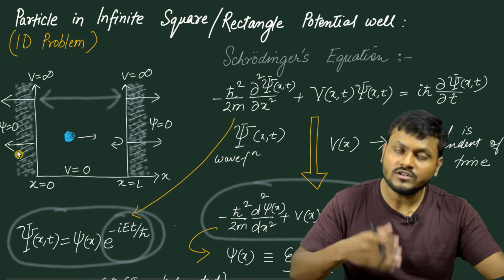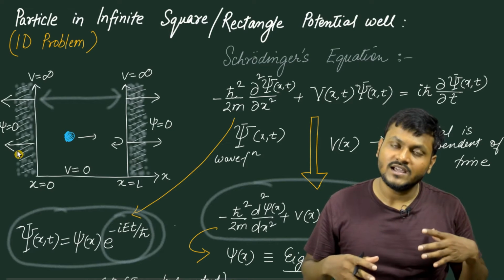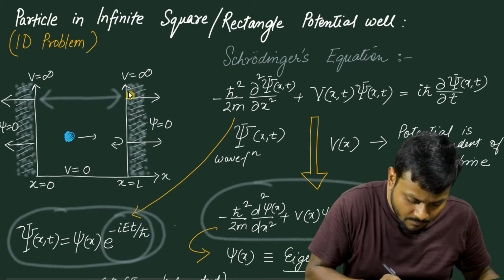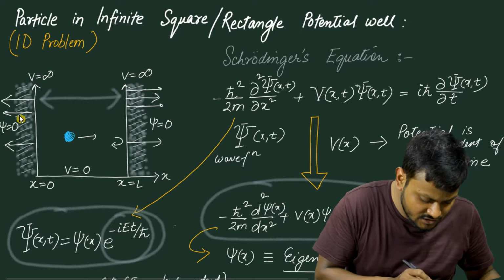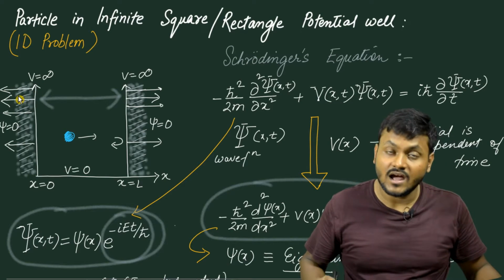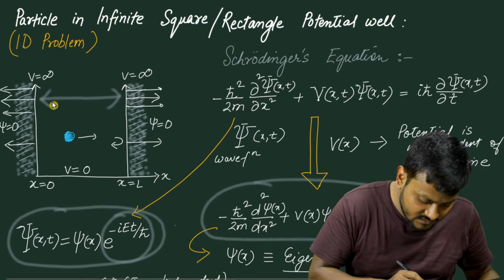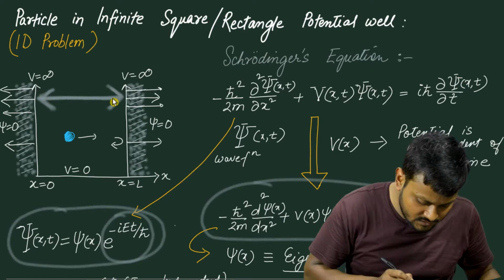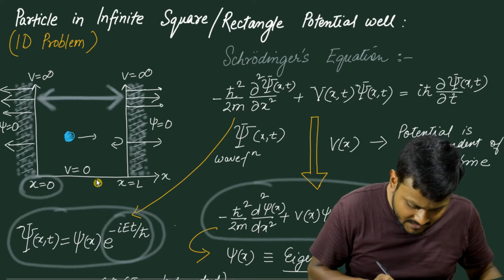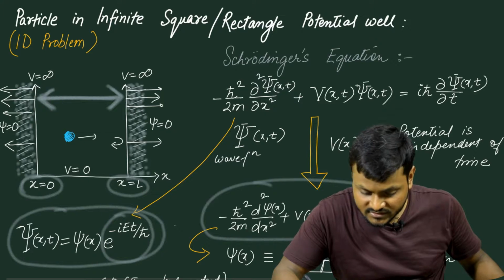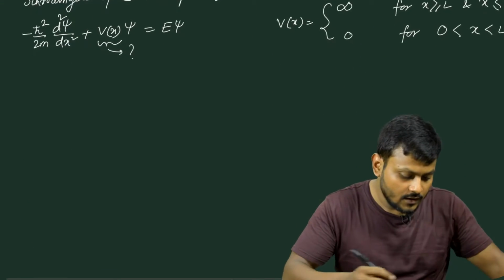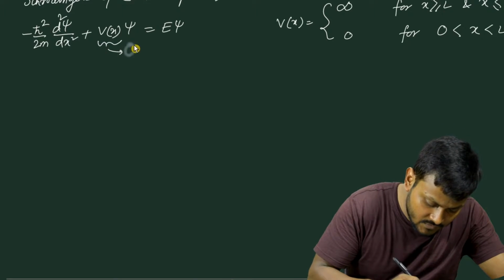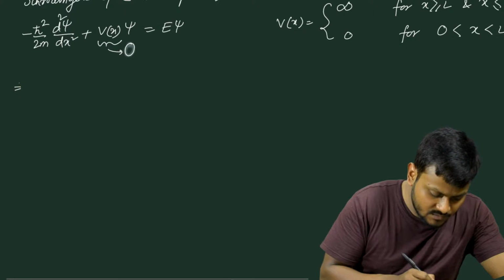If it was a non-zero wave function, then it would mean the particle has a probability of existing there, but the particle does not have a probability of penetrating the barrier in this direction or in this direction. Therefore, the wave function solutions there are 0. We are only interested in this particular region, so we are going to apply the Schrodinger's equation only between the limits of x equal to 0 and x equal to L. In this region, the potential is nothing but 0, right? So now the equation becomes much simpler.